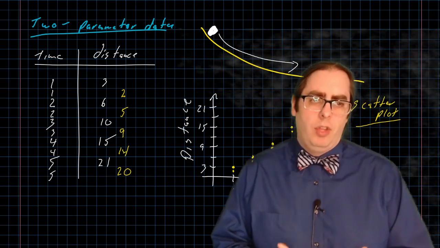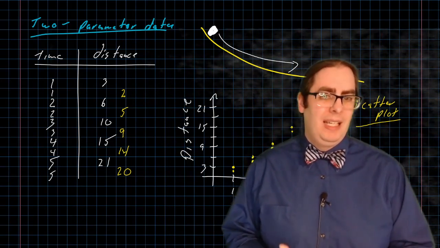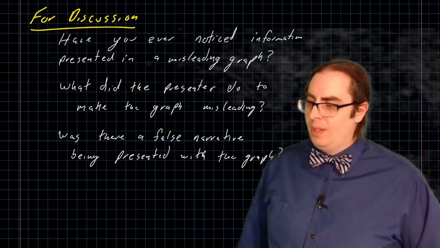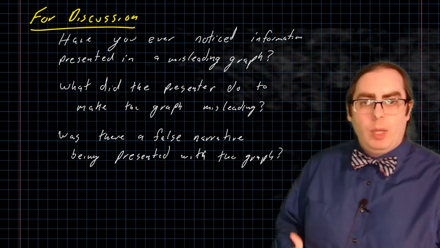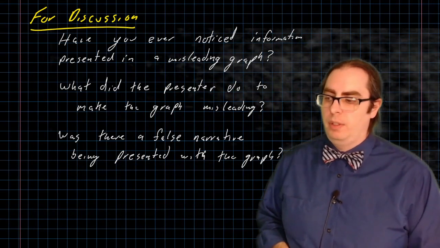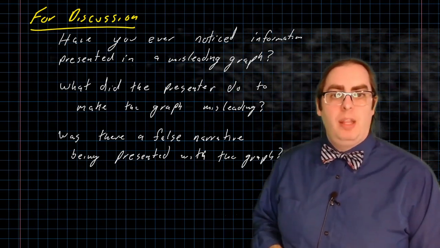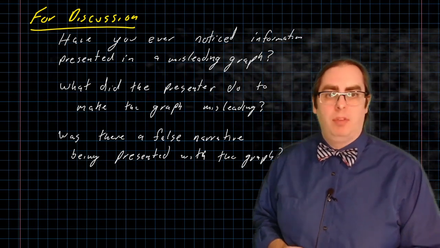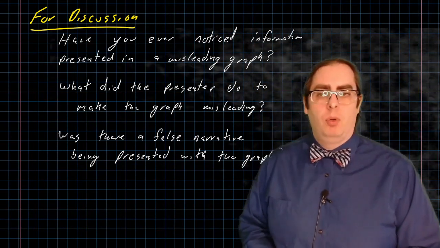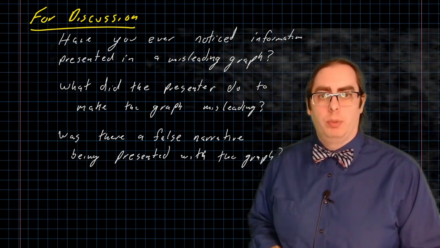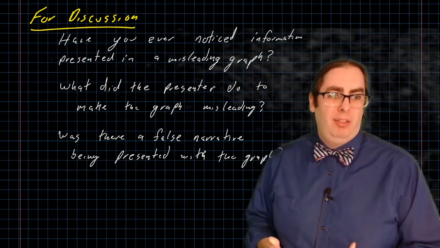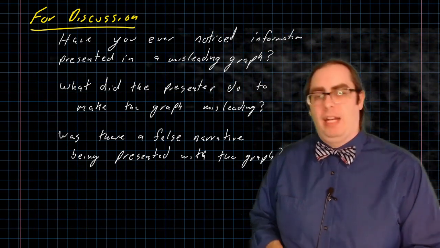For discussion on this, though, I want to go back to that idea of misleading graphs. So, fairly straightforward. Have you ever noticed that information was being presented to you in a misleading graph? If so, what did the presentation of the graph do that made the graph look misleading? And was it an honest misleading graph, or was it something being used to produce a narrative? One thing I ask in this discussion, please don't dunk on terrible graphs.